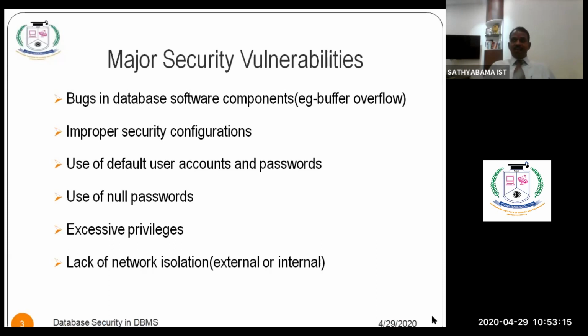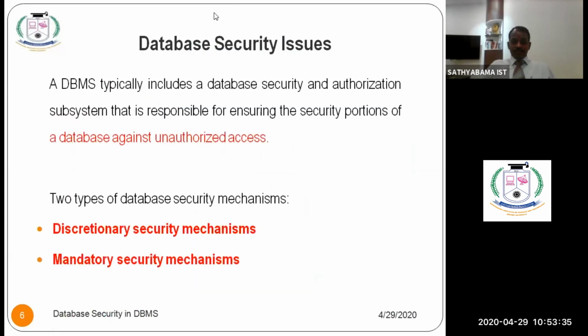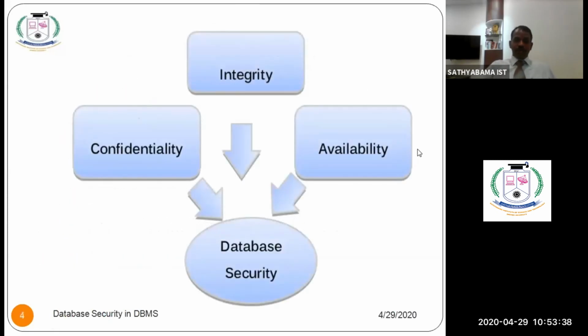So to overcome these vulnerabilities, every database system can have three main factors or characteristics. In database security, these are confidentiality, integrity, and availability. In terms of information security, we call it CIA. That CIA is a trend for information security.